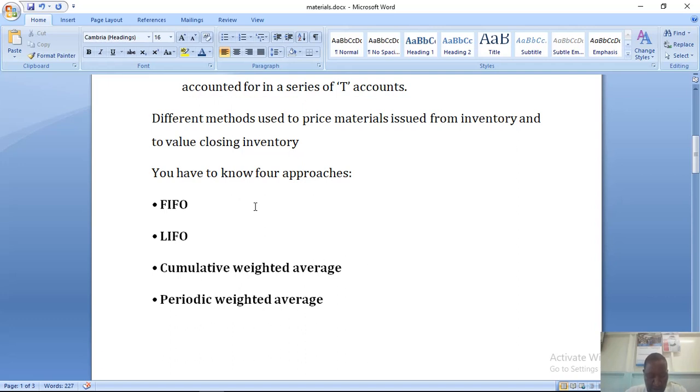So the formula for calculating the average inventory value at the end of the period: you take the cost of the opening inventory plus the purchases that were done in that particular period. That gives you the total cost. That cost is divided by the opening inventory units plus the units purchased. You get the average cost per unit.